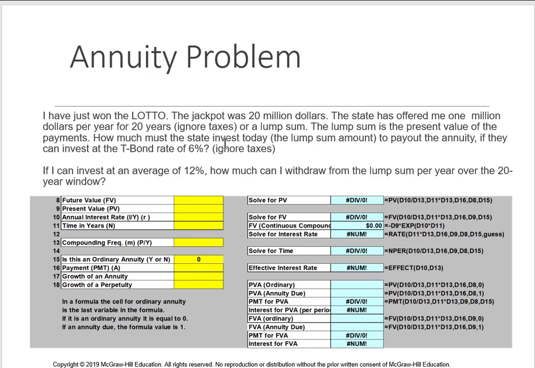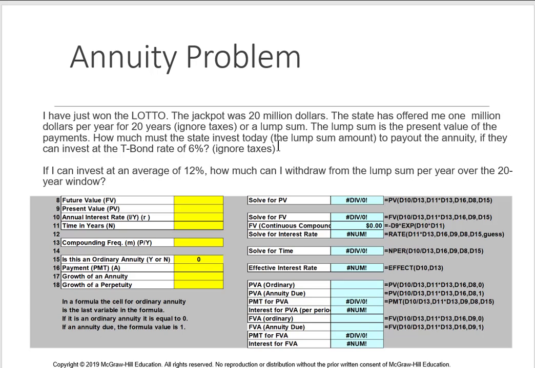What about, again, another kind of an annuity problem? Let's assume you win the lotto. The jackpot was 20 million. The state has offered you $1 million a year for 20 years. We'll ignore taxes. Or a lump sum. How you find the lump sum is it's the present value of the payments. So how much must the state invest today? That is, what is the lump sum to pay out the annuity if they can invest at 6%?